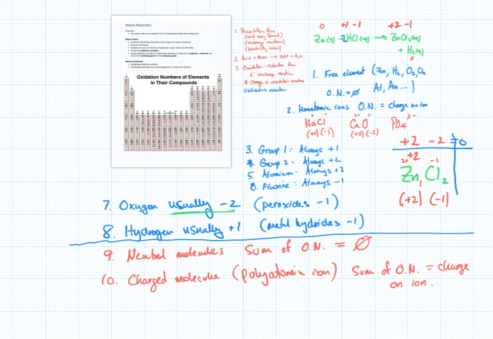Okay? That's how we assign oxidation numbers. All right, in part 2 of this video, we're going to give you a chance to practice more oxidation numbers, and then I'm going to explain how you can use these to figure out which species is oxidized and which one is reduced.